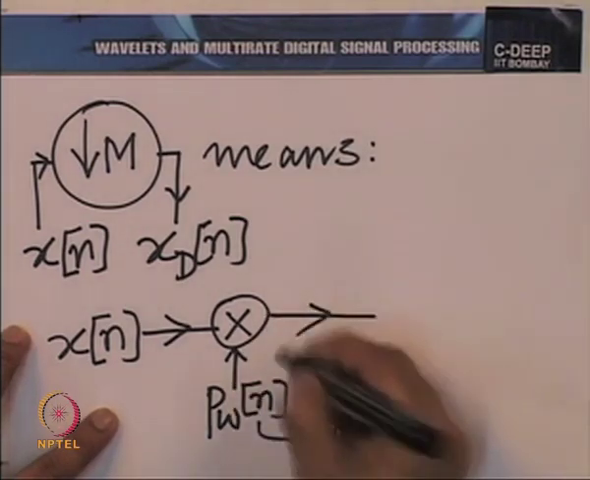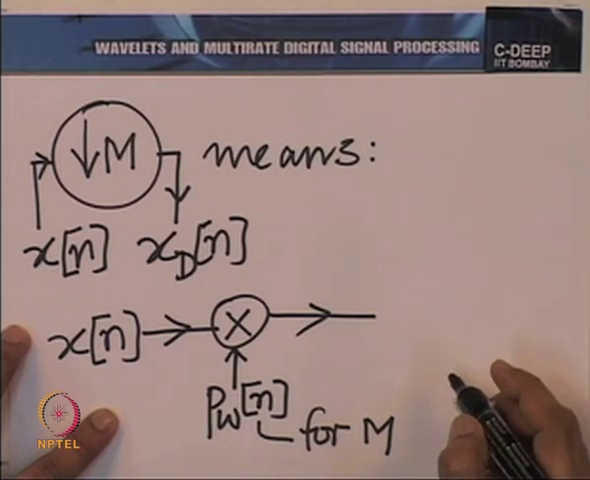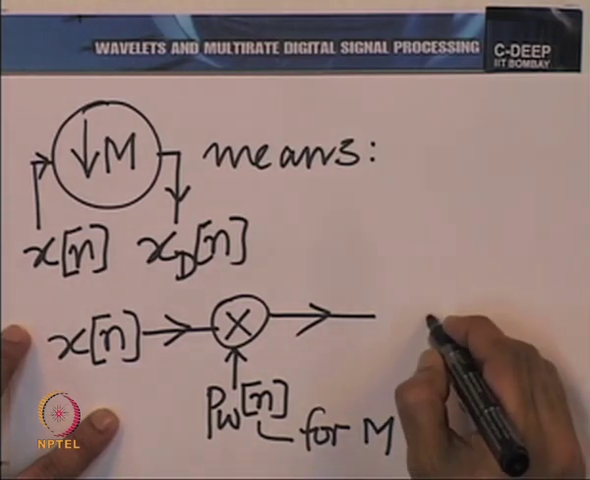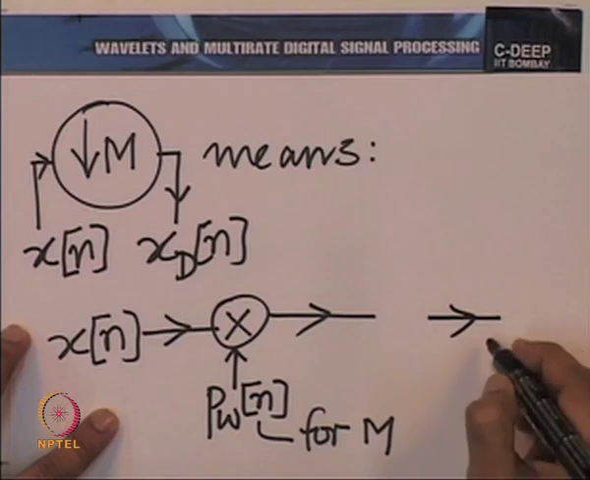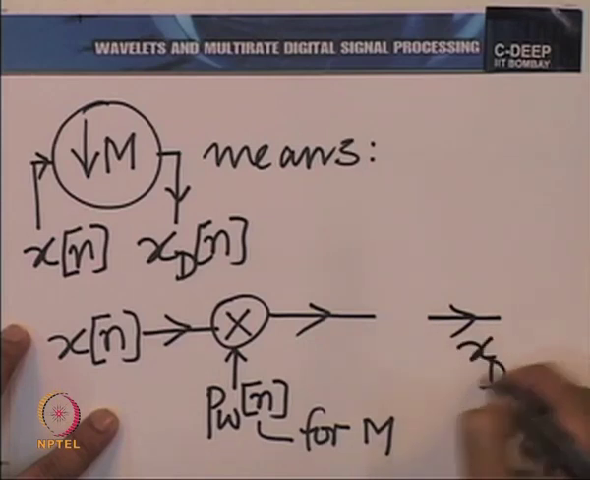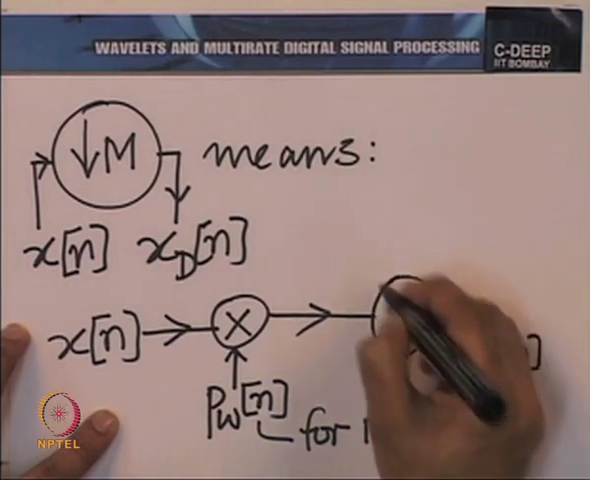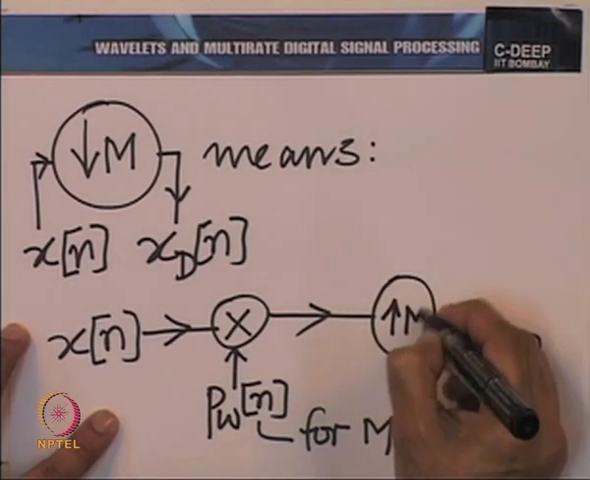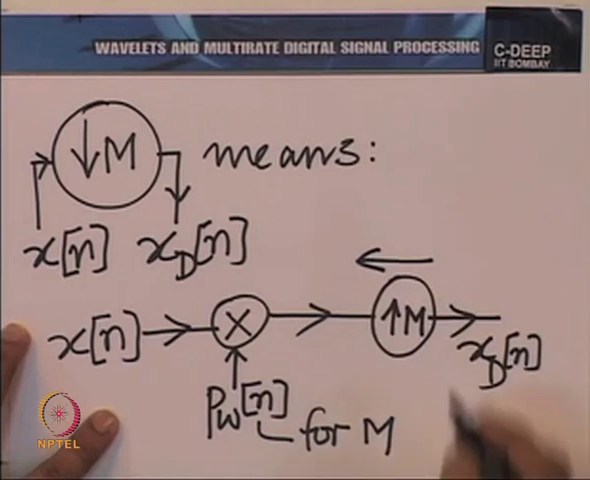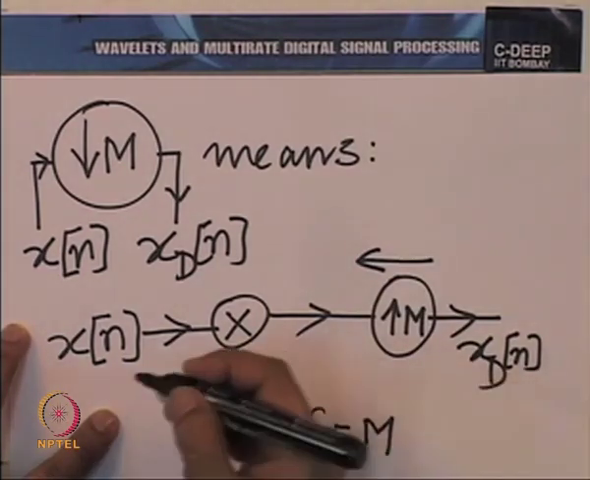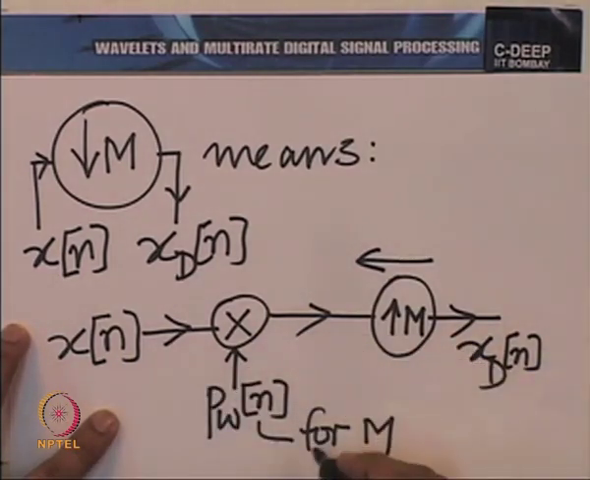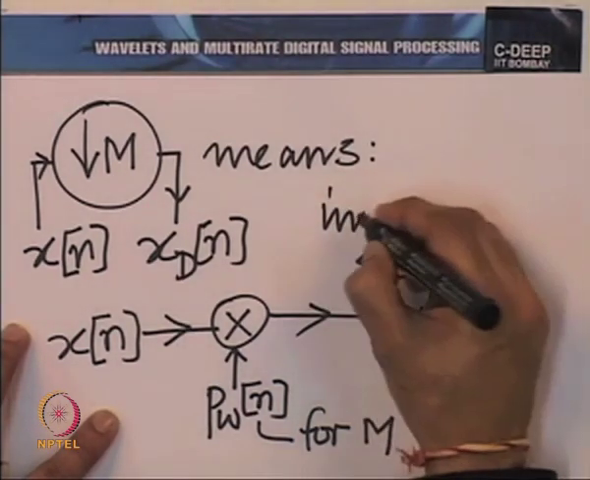And then now look here. What we are saying is x_d[n] is here, and I am saying upsample by M, but this way. That means it is a reverse or an inverse upsampling operation.